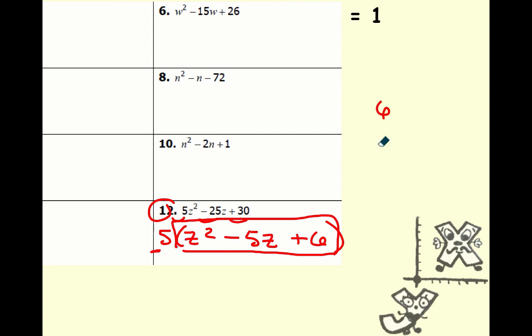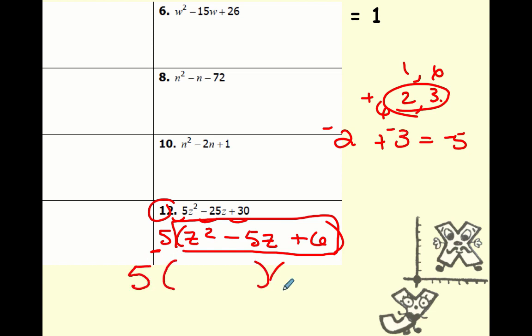So I'm looking for two numbers that multiply to make 6, and this time I want them to add up to negative 5. Now, if two numbers multiply to make a positive, remember that they could be both negative or both positive. But a positive plus a positive doesn't make a negative, which means they both, in this case, have to be negative. And the numbers that multiply to make 6 are 1 and 6, or 2 and 3. And these are the only two where a negative 2 and a negative 3 would make a negative 5. So I know it's going to factor like that.